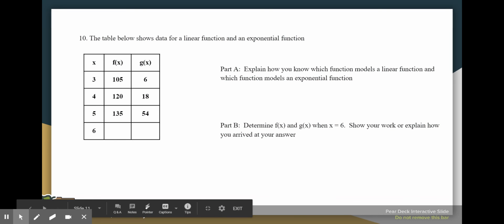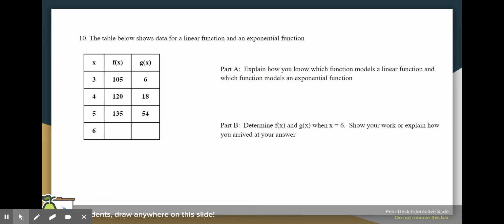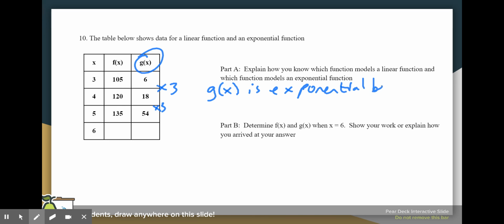All right, and the last one. The table below shows the data for a linear function and exponential function. Explain how you know which is which. So we have to look at what's happening between the two. So to get from 6 to 18, I can multiply by 3 or add 12. From 18 to 54, if I add 12, I do not get that. But I can multiply by 3. So that means that g of x is exponential. So I know g of x is exponential because it has a geometric sequence.